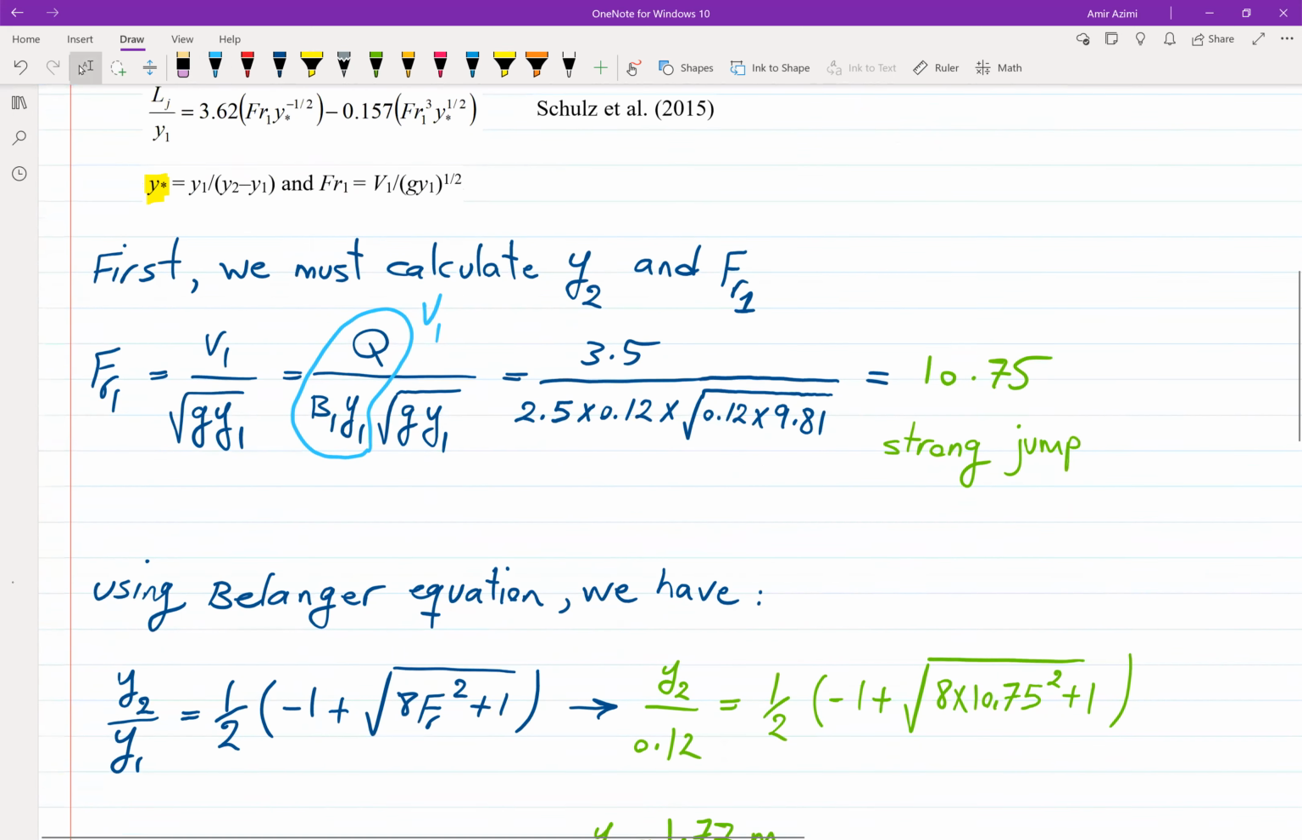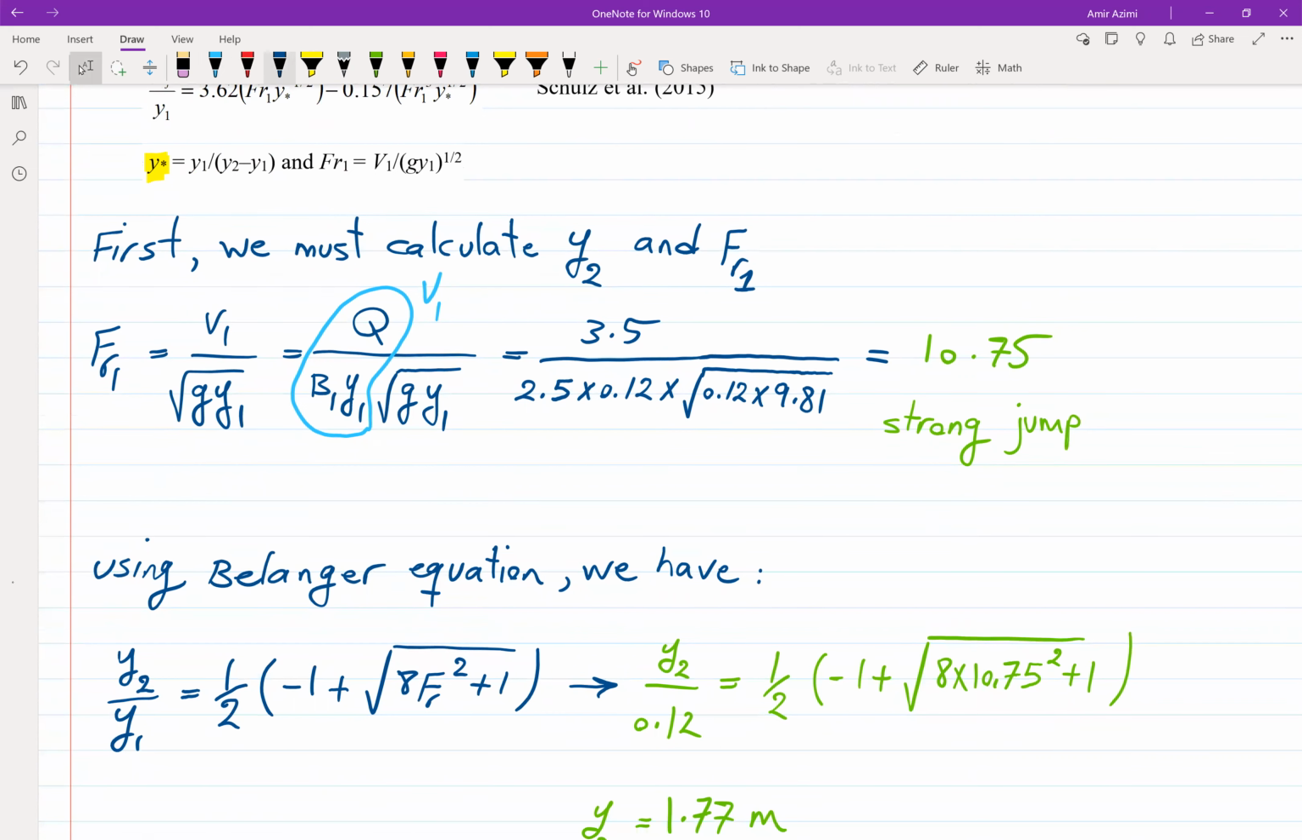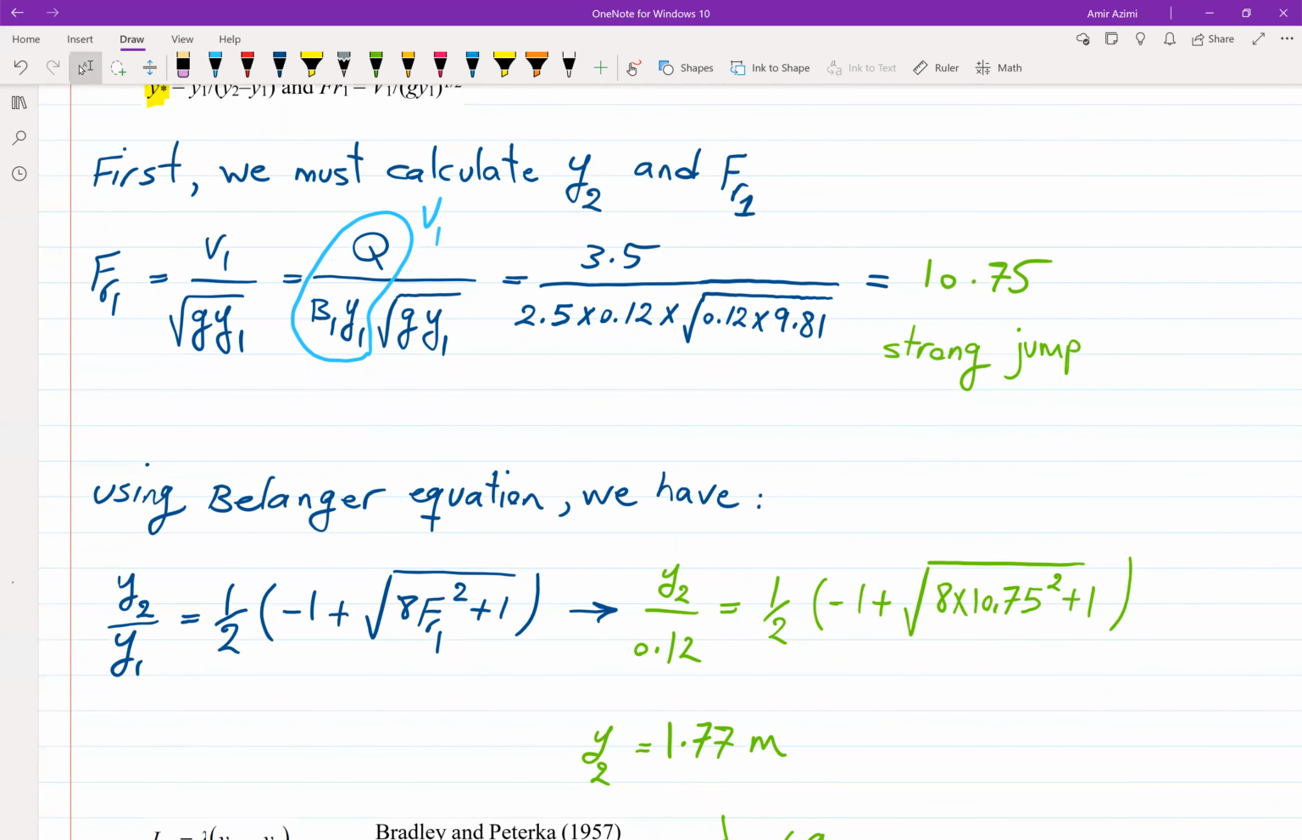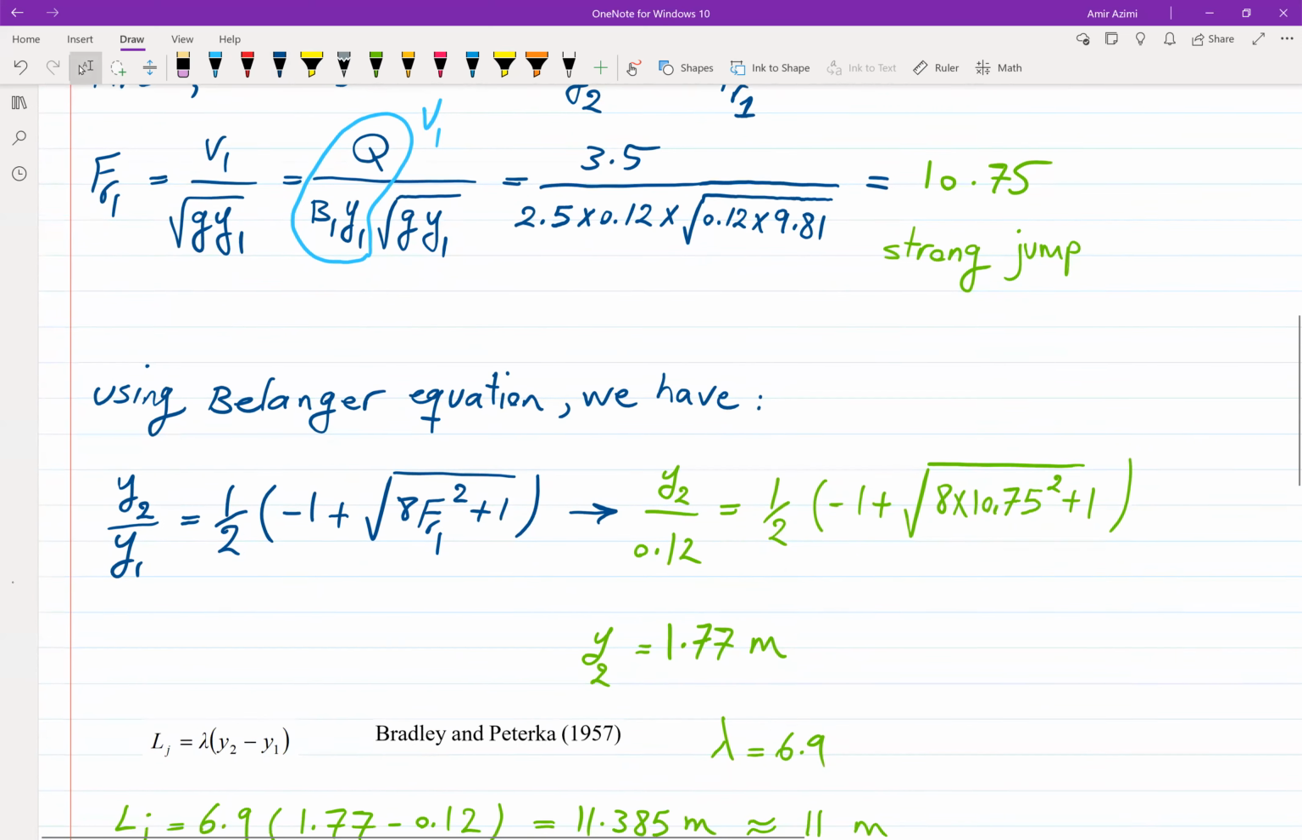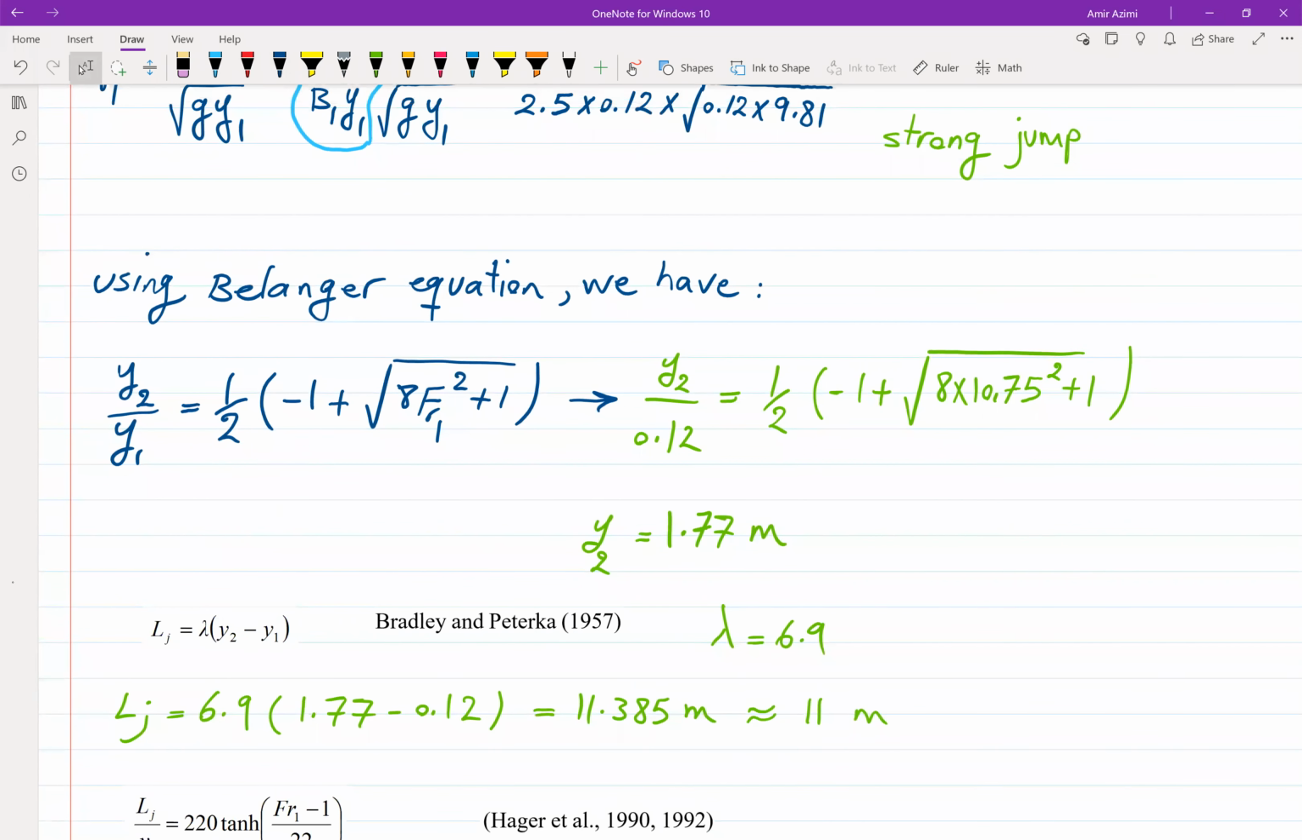Then we need to use the Belanger equation, having the Froude number in section 1, to calculate the conjugate depth. So Y2 over Y1 is equal to one half times minus 1 plus the square root of 8 Froude squared plus 1. If you put in the known values, you have one unknown, and you will get Y2 equal to 1.77 meters.